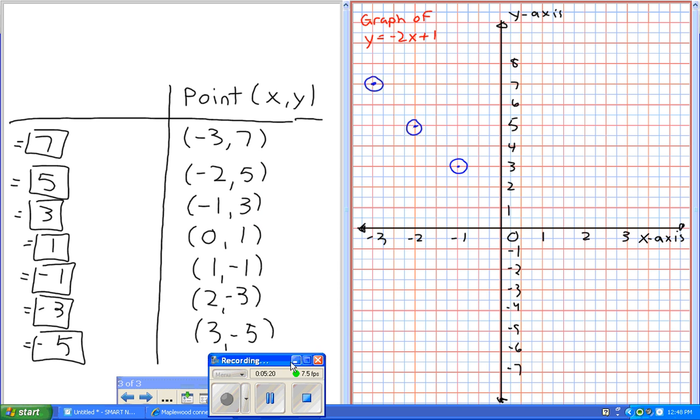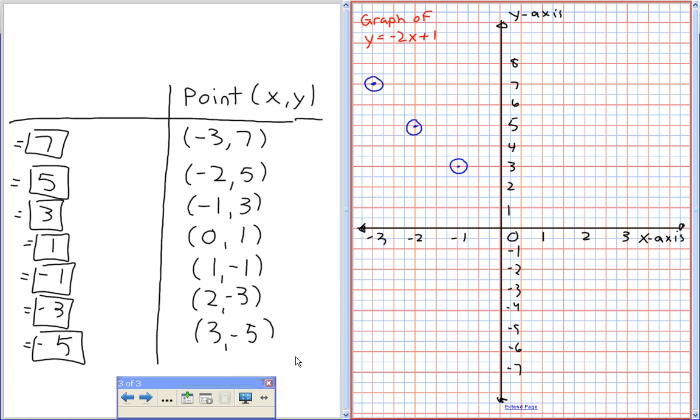All right, (0, 1) is right here. (1, -1) is right there. (2, -3) is right here. And (3, -5) is right there.